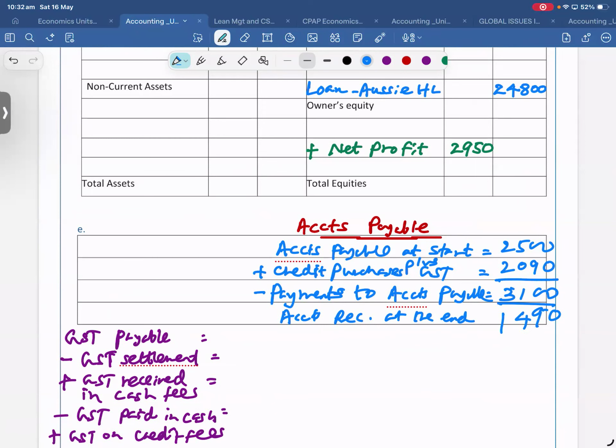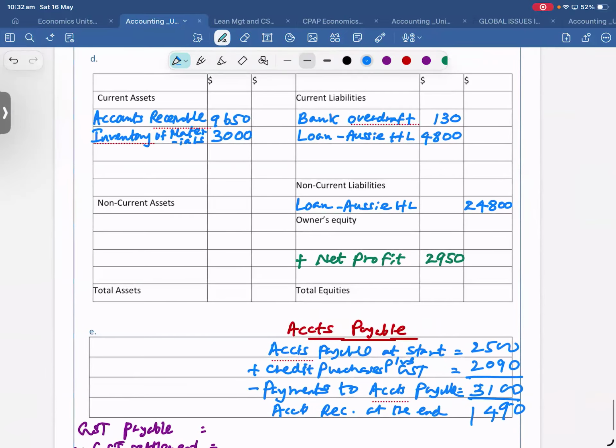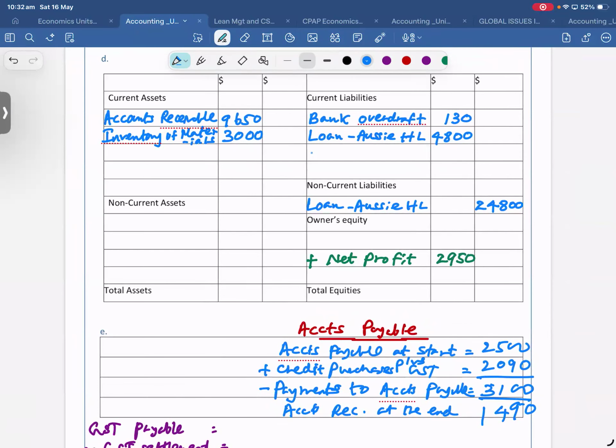Yep. 1490. Where do we report it? 1490 as the current liability, accounts payable, 1490. Okay. All right. Then we had to do a big job more than this.